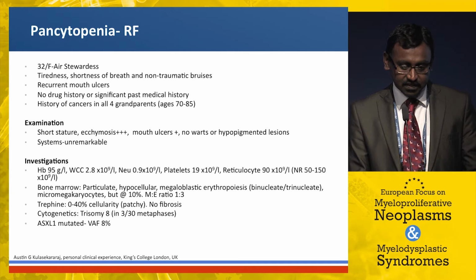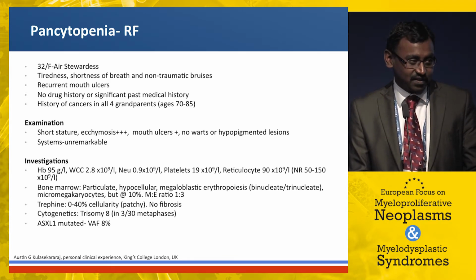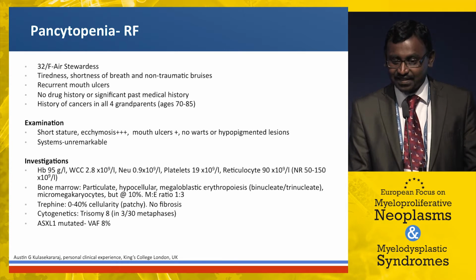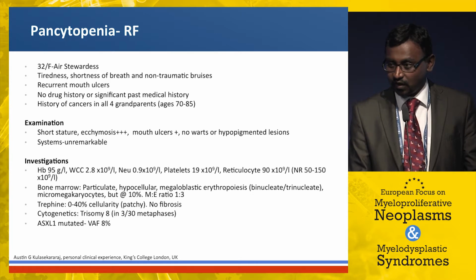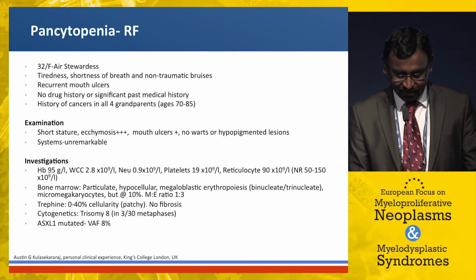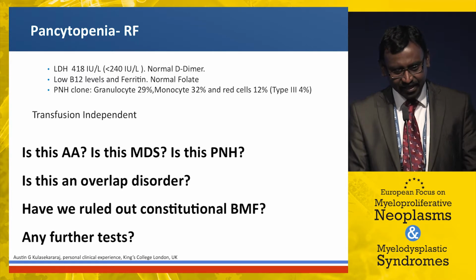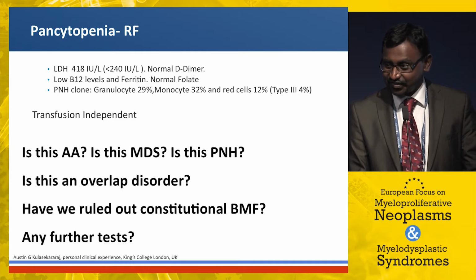She did have megaloblastic erythropoiesis, and there were some micromegakaryocytes, but around 10% limit, with an increased erythroid ratio, or reversed ME ratio of 1:3. Karyotype revealed that she does have trisomy 8 in a few metaphases, and the ASXL1 is mutated at a very low variant allele burden, or a clone size of 8%. Her LDH is about a couple of times upper limit of normal. She is found to have low B12 and low ferritin levels as well. And the PNH clone reveals that she does have a moderate clone. And as I said, she's transfusion independent.